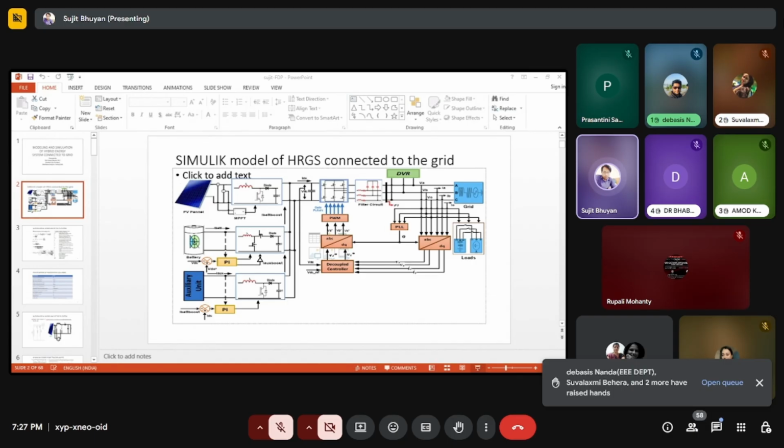Because the battery is used for discharge and charge, due to these two types of activity, I have used this buck boost converter. When the battery SOC level, SOC meaning state of charge, is low, then it is used to charge the battery. When the battery is overcharged, around 90% or above, and the PV generation is low and demand is more, then it is used to supply the power to the load, right? So that's why I have used the buck boost converter here.